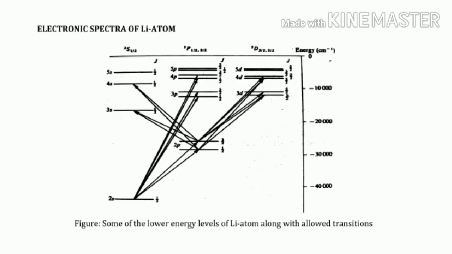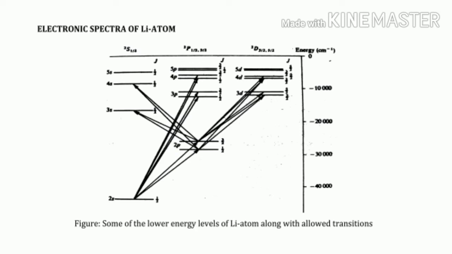Now let us discuss the electronic spectrum of lithium atom. So lithium, sodium, potassium, rubidium and cesium etc. all have a single electron outside a closed core shell. Therefore they resemble hydrogen, and this resemblance is augmented by the fact that we can ignore the angular momentum of the core and deal merely with the spin and the orbital momentum of the outer electron.